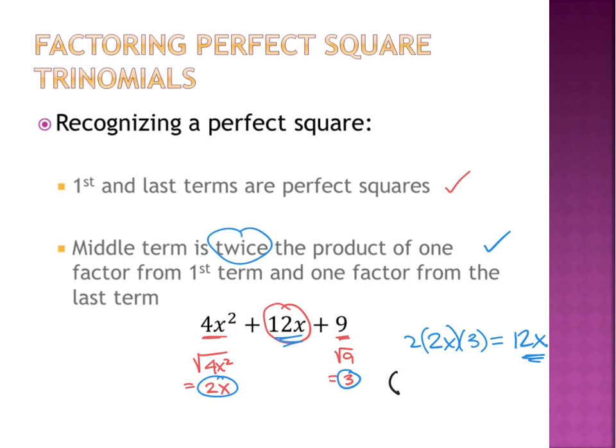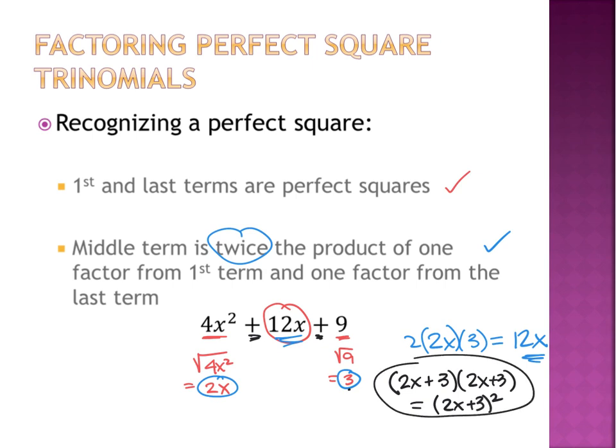my a term is going to be the 2x, and because I have a plus here and a plus here, I know it's going to be 2x plus the square root of my last term, or 3. I can either write this as 2x plus 3 times 2x plus 3, or I can say that's really the same thing as saying 2x plus 3, the quantity squared. Either one of these is acceptable. Let's take a look at a few examples now.